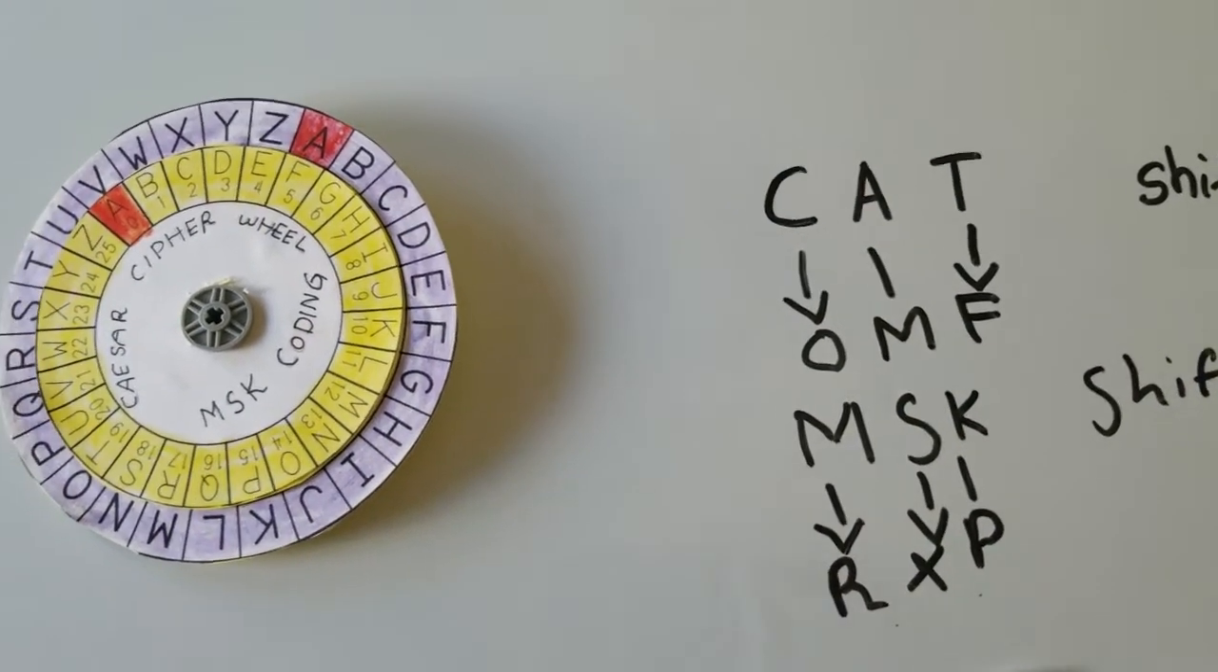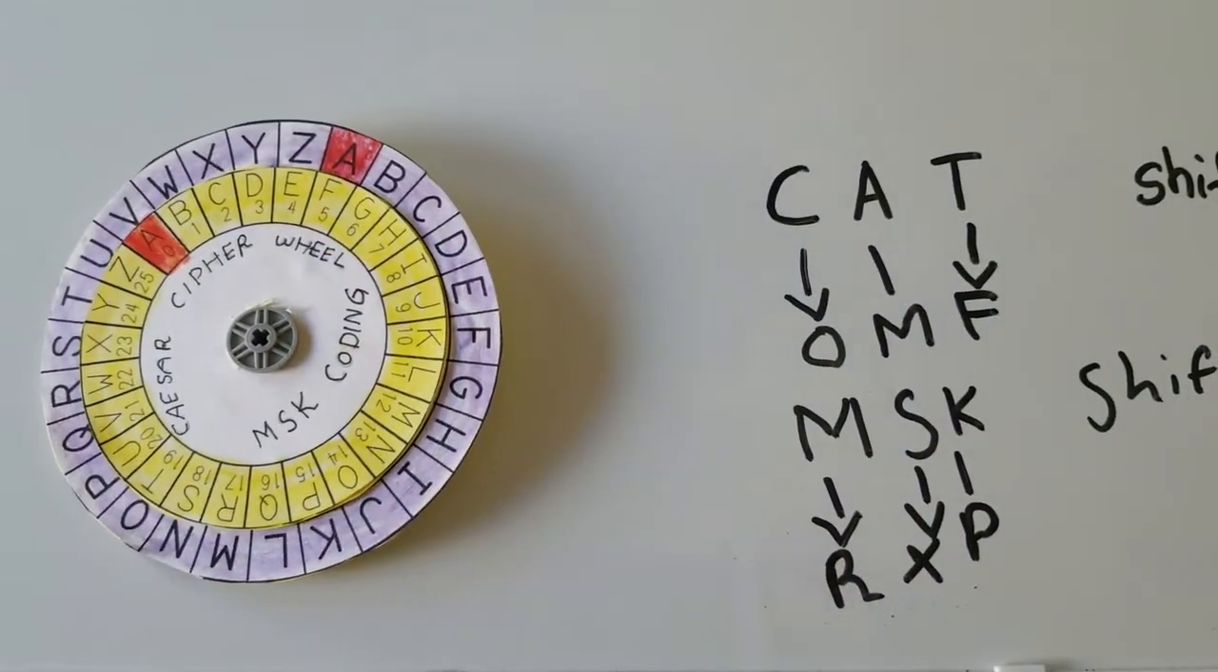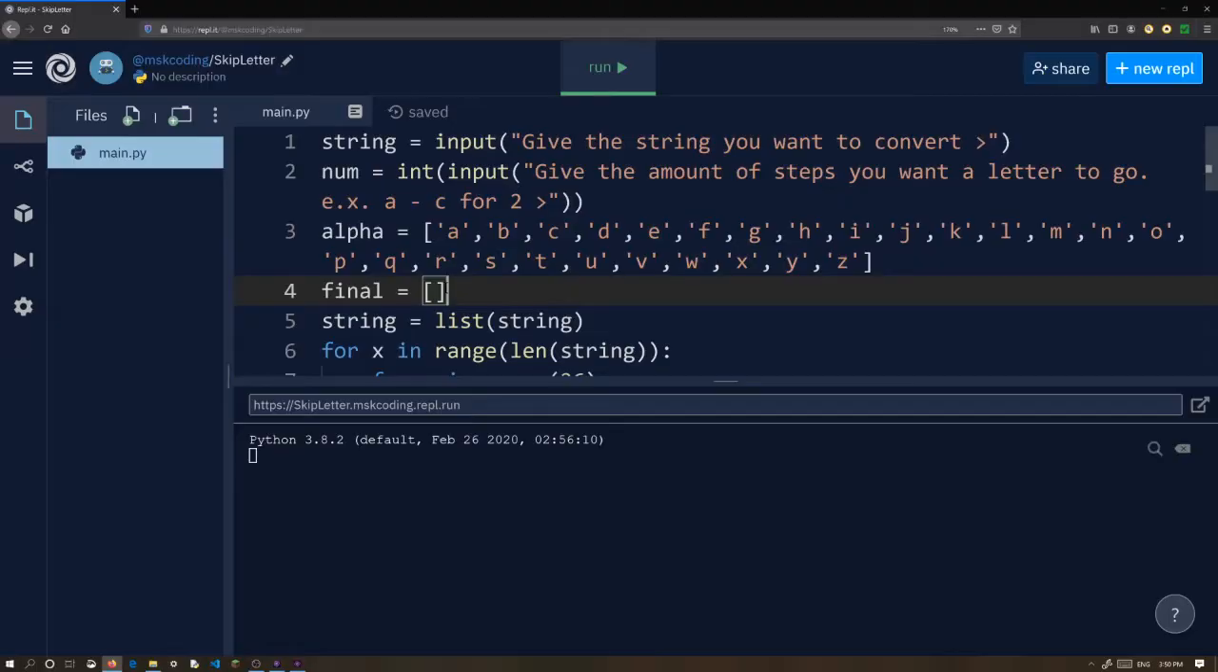That is the real life part of this video. Let's go into the code. We are in the program. The first line of code reads string equals input, give the string you want to convert. That takes the input from the user and stores it in a variable called string, which is a string. Num is the exact same thing, but it is a number.